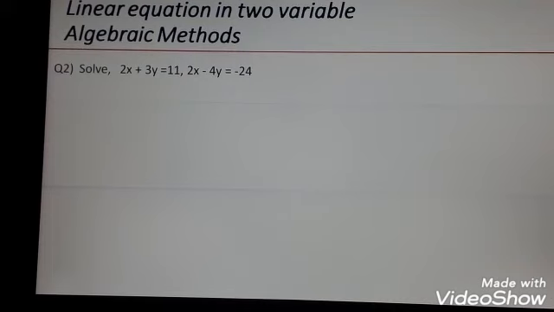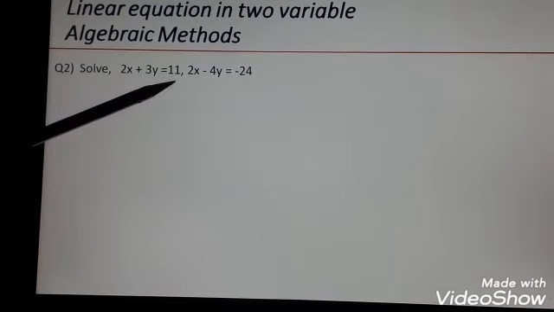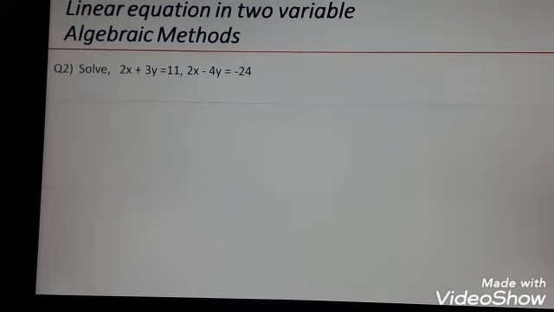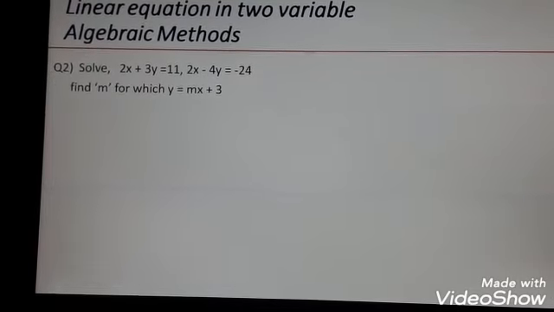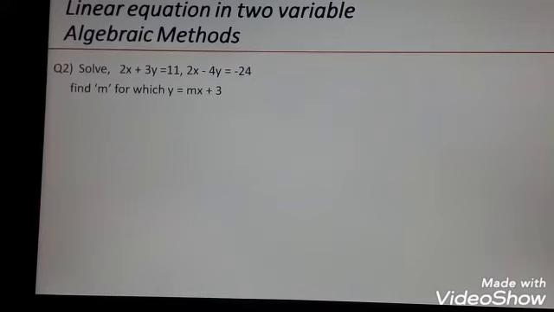This is question number 2 of exercise 3.3. Here two equations are given to you: 2x plus 3y equal to 11, and 2x minus 4y equal to minus 24. You have to solve these two equations and find the values of x and y. Then you have to substitute these values in the third equation, y equal to mx plus 3, to calculate the value of m.